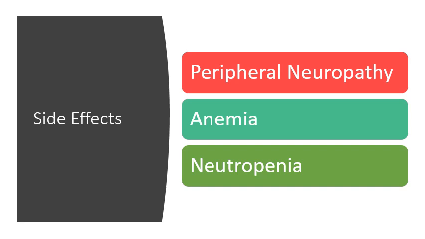Paclitaxel interferes with the cell cycle of all cells, not just cancer cells. Because of this, cell cycle arrest occurs in normally functioning, rapidly dividing cells throughout the body, such as peripheral nerves and red and white blood cells.